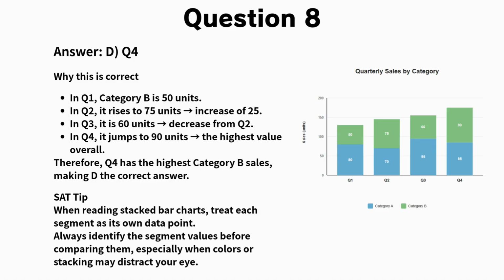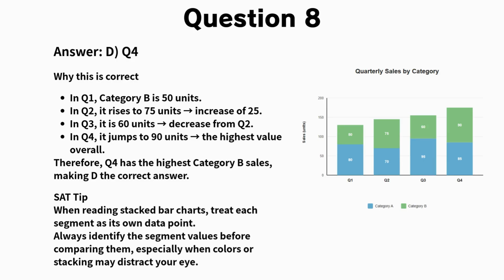The correct answer is D, Q4. Let's examine each quarter's Category B values. In Q1, Category B is 50 units. In Q2, it rises to 75 units, an increase of 25. In Q3, it drops to 60 units, a decrease from Q2. In Q4, it jumps to 90 units, which is the highest value overall.